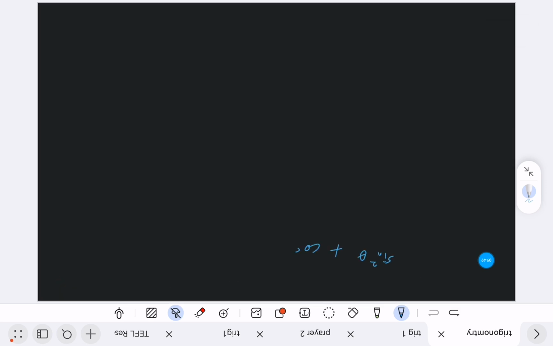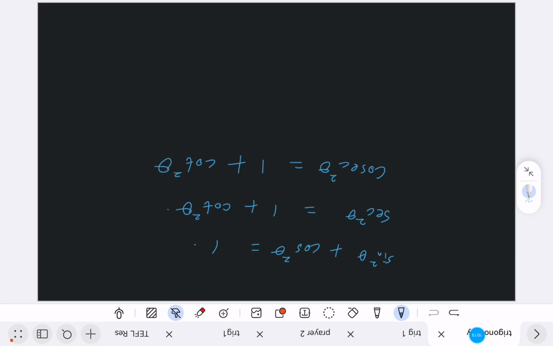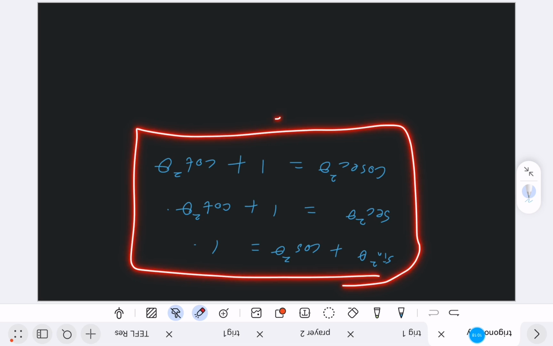Sin squared theta plus cos squared theta equals 1. Sec squared theta is equal to 1 plus tan squared theta, okay, and then cosec squared theta is equal to 1 plus cot squared theta. This is very important, and please stay tuned. In the next lesson, we are going to be applying these three identities in real life math.